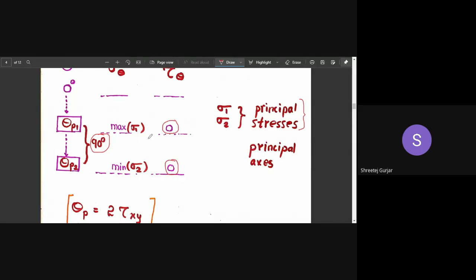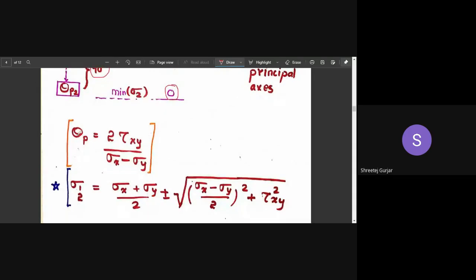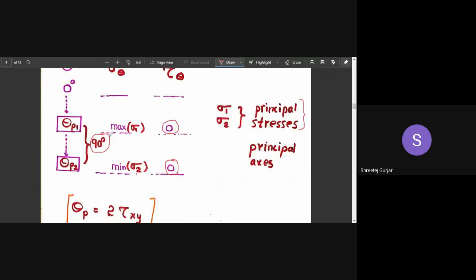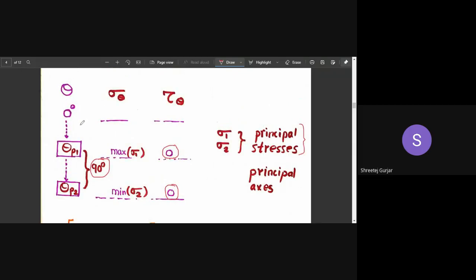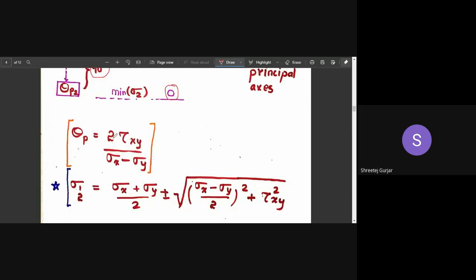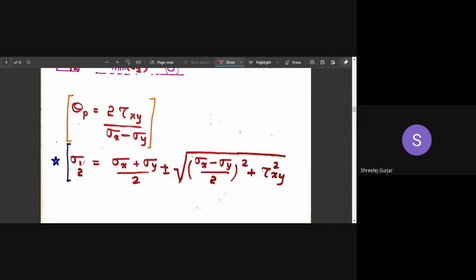Now to determine this theta p, we have one formula. Instead of substituting values of theta from 0 to 360, we can directly find theta p1 by using this formula: tan 2 theta p equals 2 tau xy by sigma x minus sigma y. This is the formula for theta p, and sigma 1 and sigma 2 can also be found directly by this particular formula. These two formulas are very important and required.